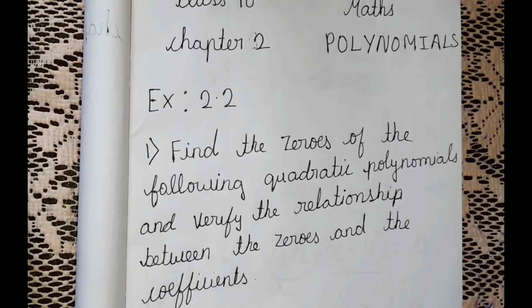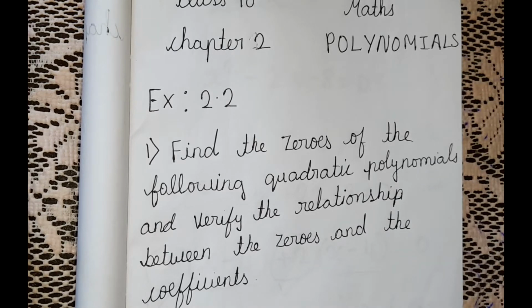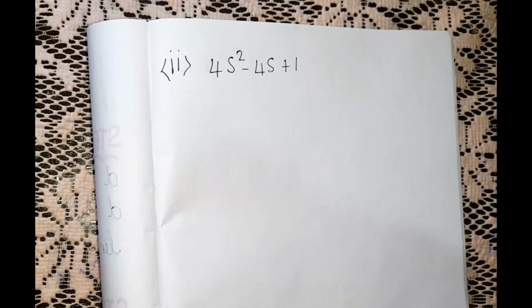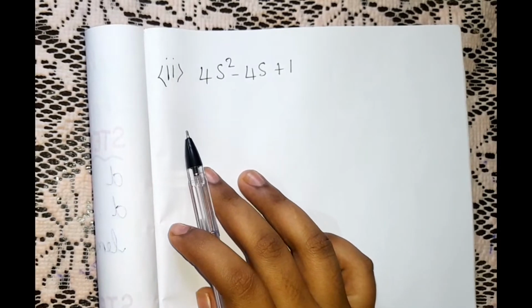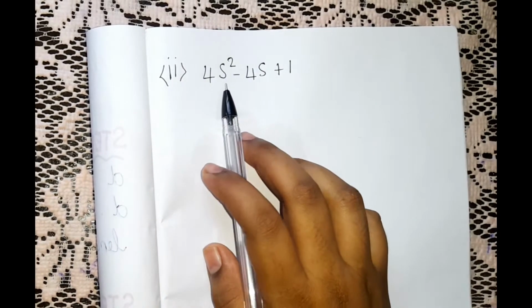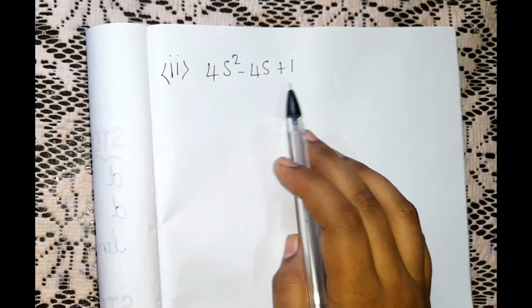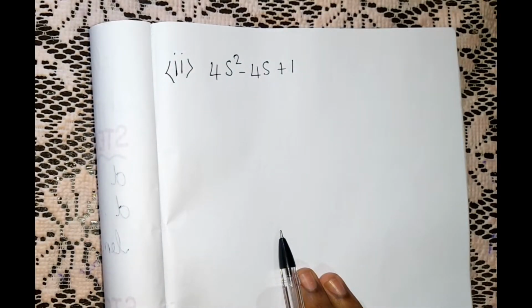As you know how to do that, because in the previous subdivision, the first subdivision, we just solved it by finding its zeros and coefficients and by using its formulas. I hope you remember the formulas. Please learn those formulas, because that is really important. Today we are going to be solving the second subdivision. What is the second subdivision? The second subdivision is 4s square minus 4s plus 1.